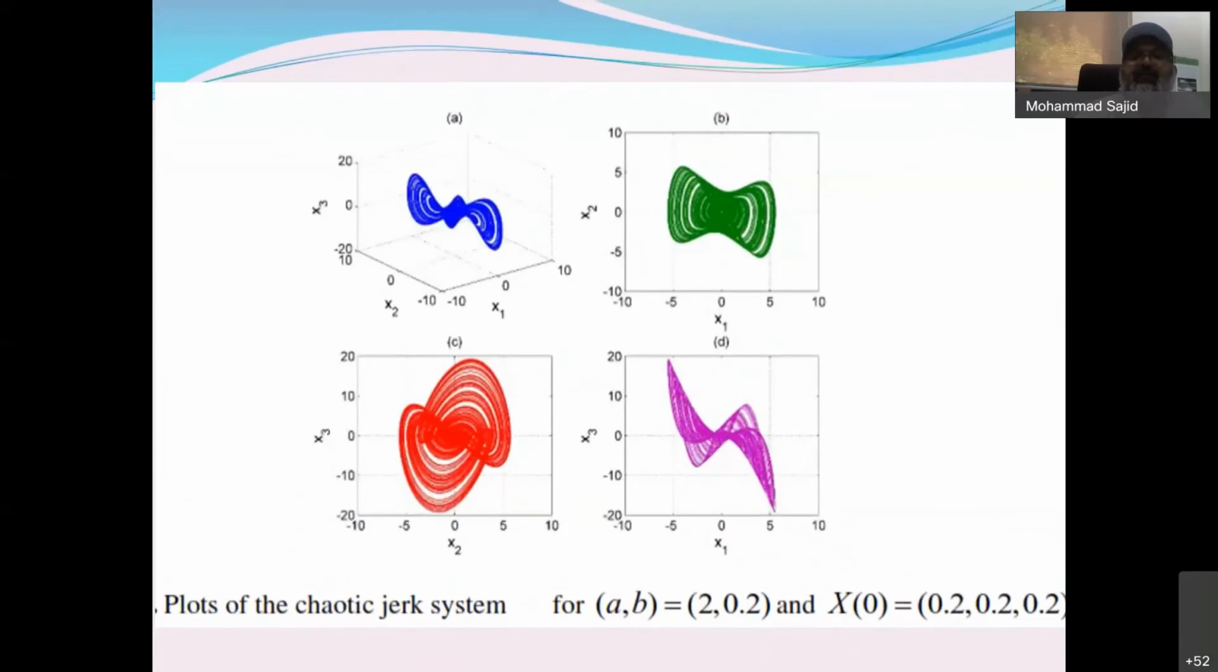Then they got this type of trajectories. For a equal to 2 and b equal to 0.2, when they found these trajectories, they were chaotic. So how do we see this chaos? As I already told, we can find more about this. We can study the bifurcation diagram, the Lyapunov exponent, and the fractal dimension. There is a lot behind this if you want to quantify the chaotic situation.